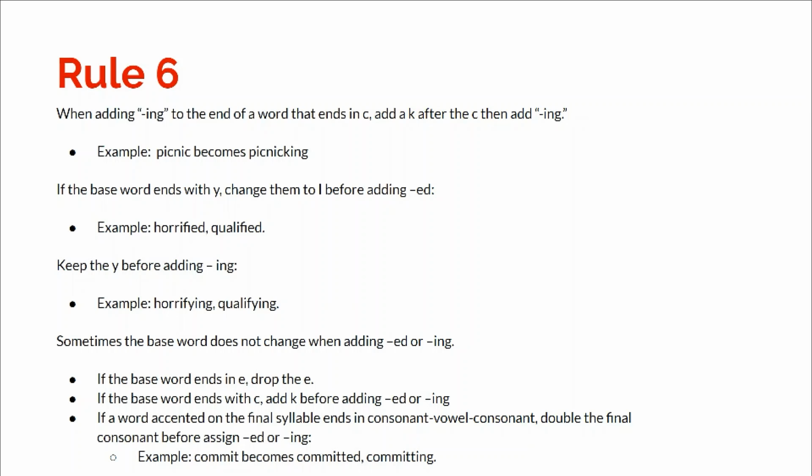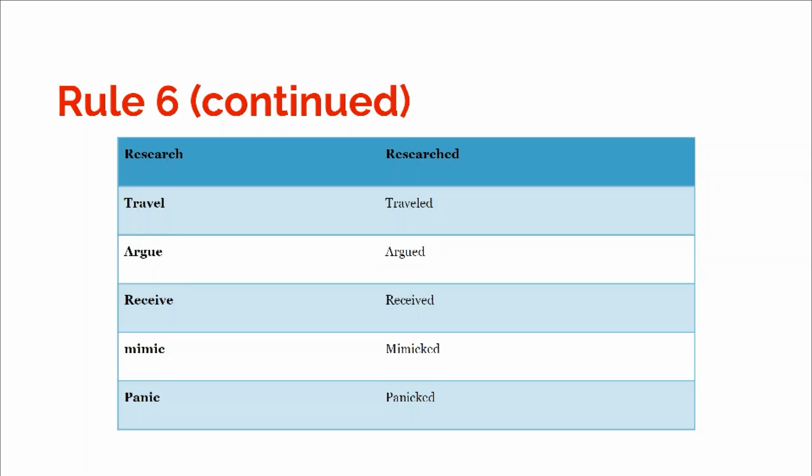An example of this final tip is the word commit. Commit becomes committed or committing. If you'll notice, the final consonant T is doubled, so it becomes committed or committing. That's because the base word ends in mit, which is consonant vowel consonant form. Some examples of these rules include research and researched, travel and traveled, argue and argued, receive, received, mimic, mimicked, and panic turns into panicked.